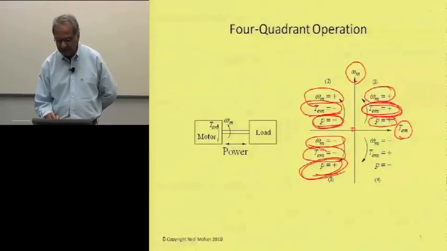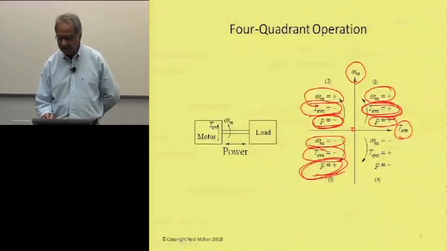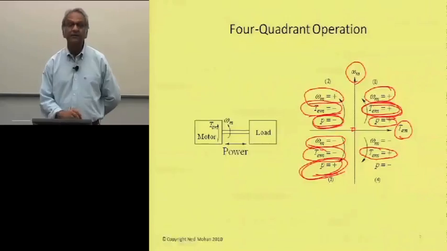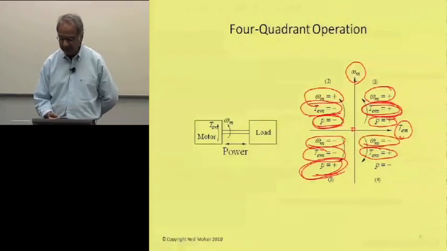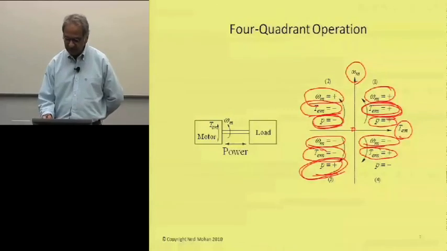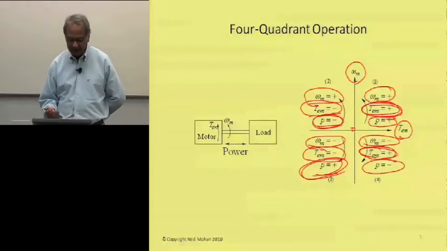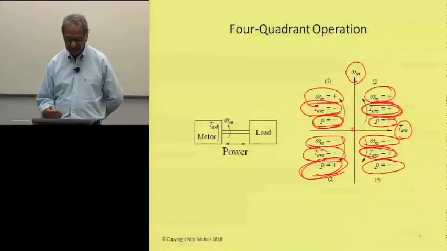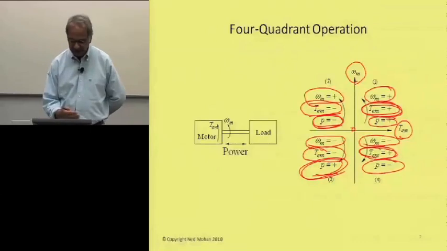But if you want to do regenerative braking in this reverse direction of rotation, then what we need to do is make the electromagnetic torque positive, while the speed is still in the reverse direction, negative. Positive torque and negative speed would give us a negative power. That means we are doing regenerative braking. We are taking the energy from the inertia of this system and converting it to electricity, and it's going back to the electrical system, which may be feeding this motor.